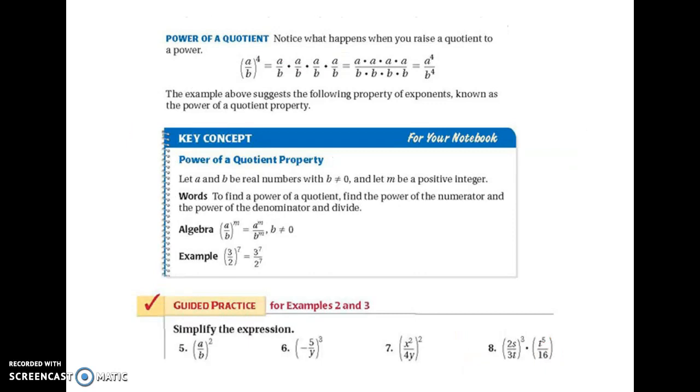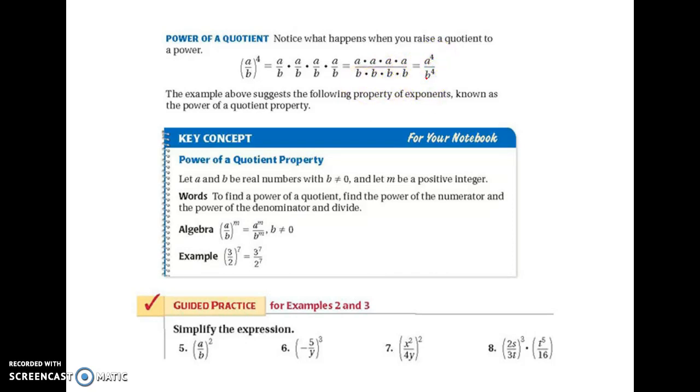I'm going to continue on through this section, and we're going to talk about what happens when you take the power of a quotient. So you're taking a whole quotient to a power. If you look here with the example that they have at the top of page 442, you will see that it has a over b all to the 4th power, which would be the same thing as having this 4 times. If we rearrange that, that's 4 a's, or a to the 4th, and 4 b's, which is b to the 4th.